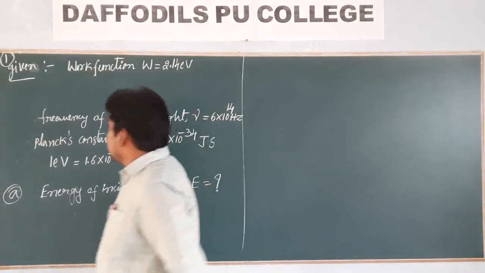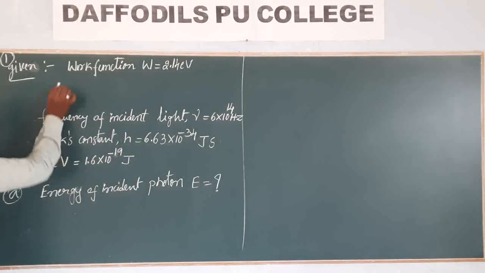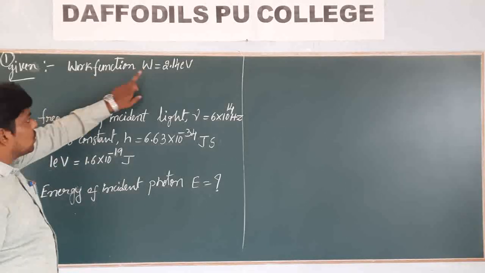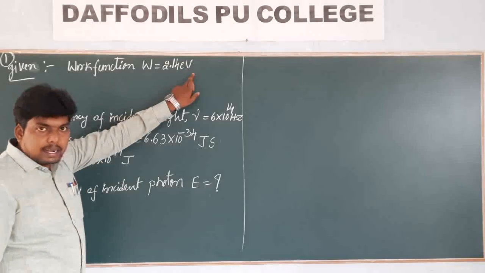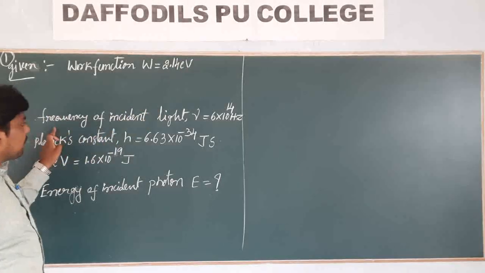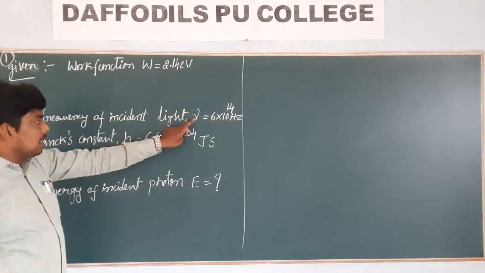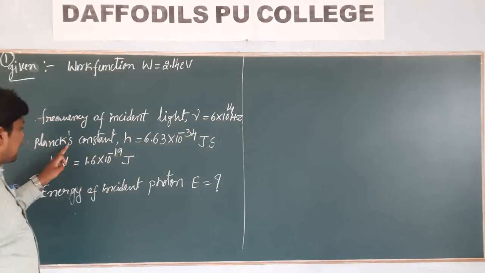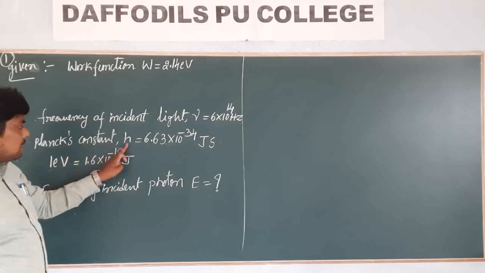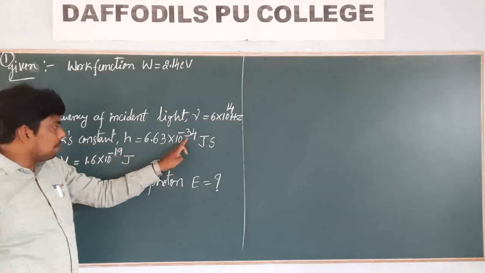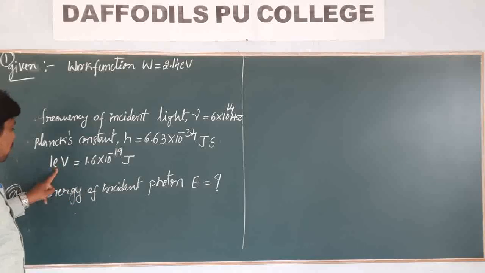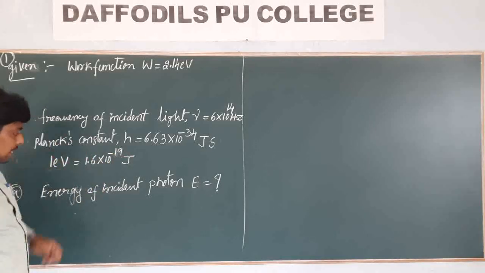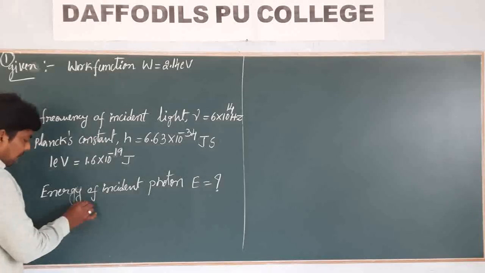Now, from the given question, we have to take the given data. What have they given initially? Work function is equal to 2.14 electron volt. Next, they have given the frequency of the incident light, nu is equal to 6 into 10 to the power 14 hertz. Along with that they have given Planck's constant, h is equal to 6.63 into 10 to the power minus 34 joule second, and also 1 electron volt is equal to 1.6 into 10 to the power minus 19 joule. First, what do you have to calculate?